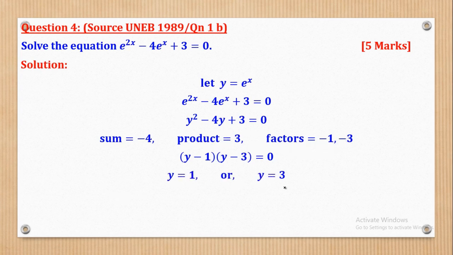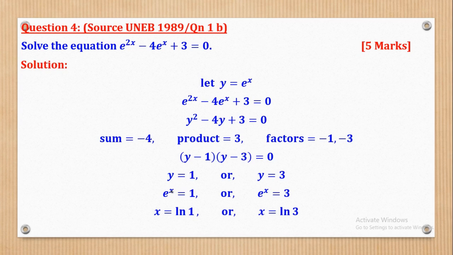Therefore, y is equal to 1 or y is equal to 3. But remember, the question had only x. We are the ones who introduced the y, so we have to go back and get the value of x. Where there is y, we shall put e to power x. So when y is equal to 1, e exponent x will be equal to 1, and when y is equal to 3, e exponent x will be equal to 3.